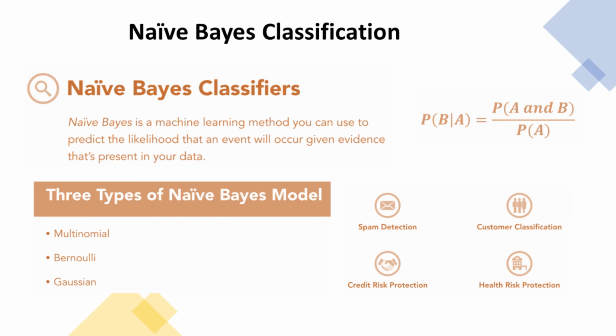There are three types of naive Bayes model. Those are multinomial, Bernoulli, and Gaussian. The multinomial naive Bayes is good for when your features are categorical or continuous and describe discrete frequency counts. The Bernoulli naive Bayes model is good for making predictions from binary features. Lastly, the Gaussian naive Bayes model is good for making predictions from normally distributed features. So the use cases for naive Bayes include spam detection, customer classification, credit risk prediction, and health risk prediction.